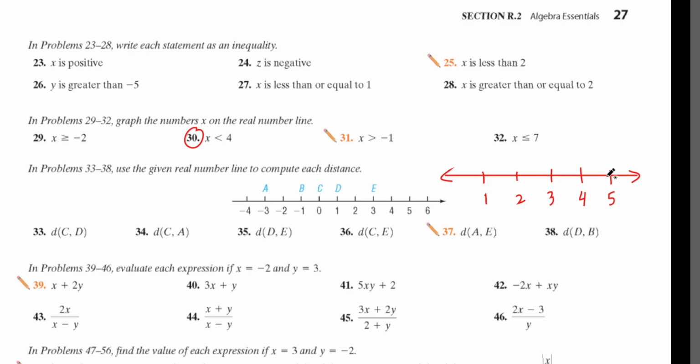So x is less than 4. It means we're going to put a circle on there, right? Now the question is, is it an open circle or is it a closed circle? Open. It's open. Why?